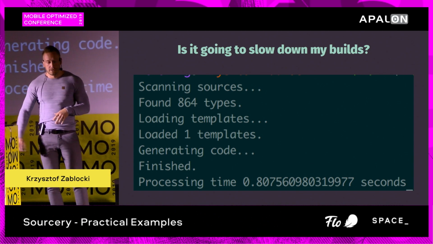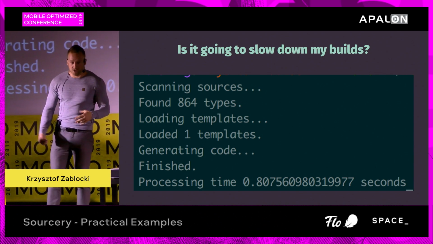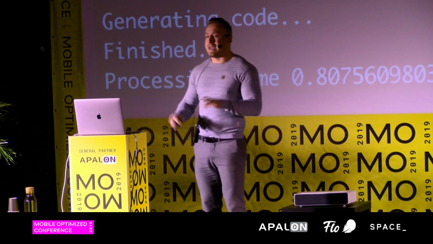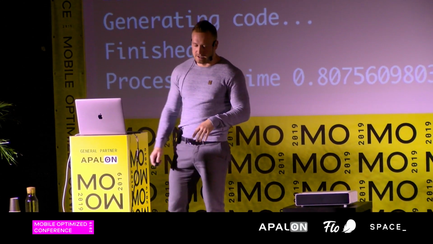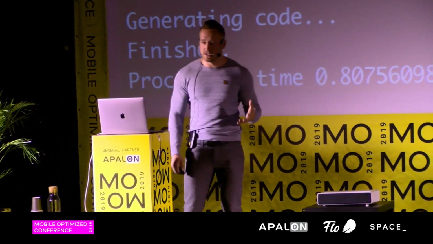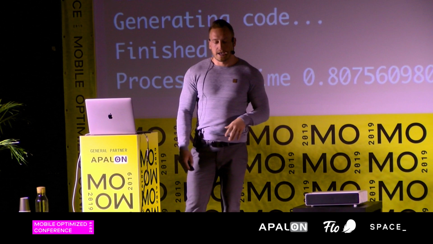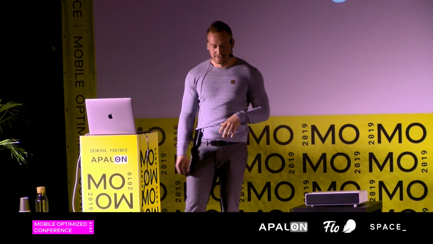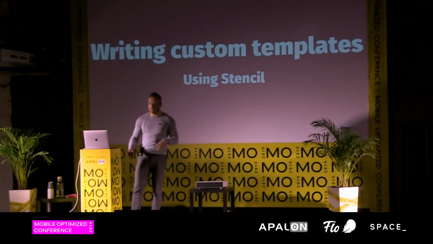For example, this is how long it took for the New York Times code base, and this is before I optimized it even more. It's less than a second for a massive project with almost 900 types. And so for most iOS projects, this is way, way faster. It's definitely not something you should be noticing in your daily work, and it's something that will save you a lot of time in a different situation. So how do we get into writing custom templates using Stencil?